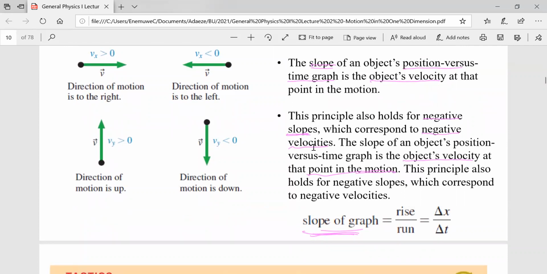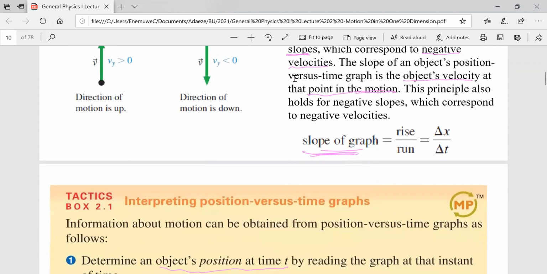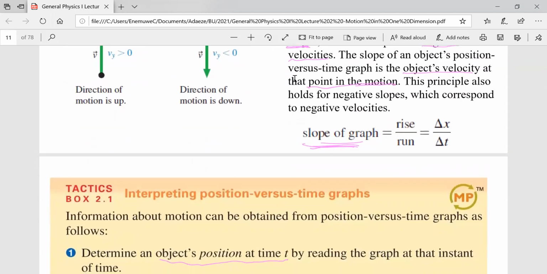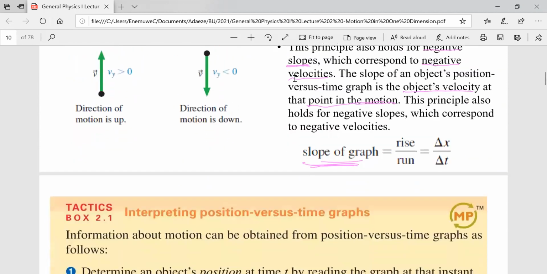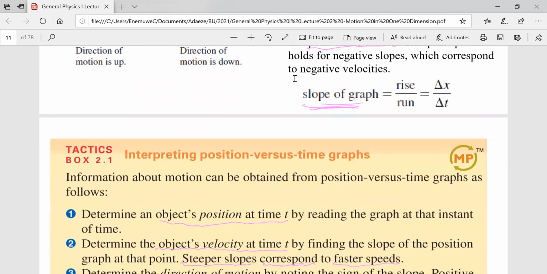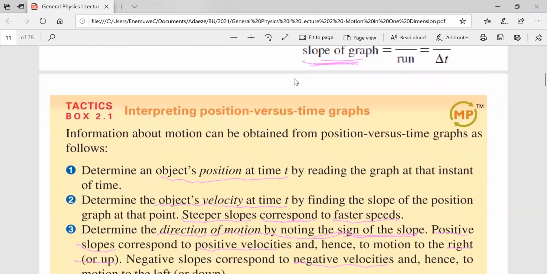So whenever we have a negative slope, it's a negative velocity, but we're not saying the speed is negative, because speed is actually the magnitude of the velocity vector. And magnitude, like we know earlier, is always positive.